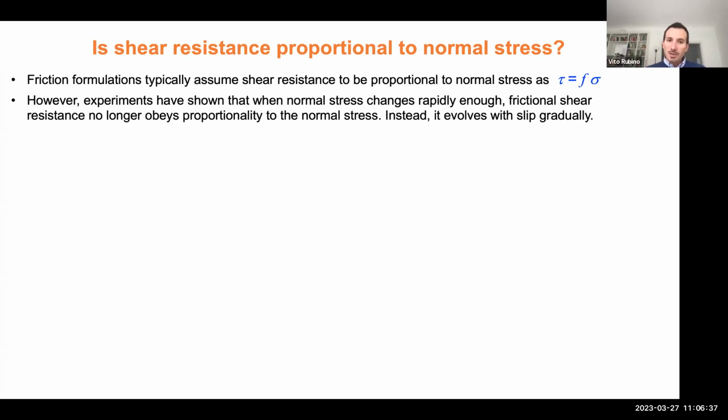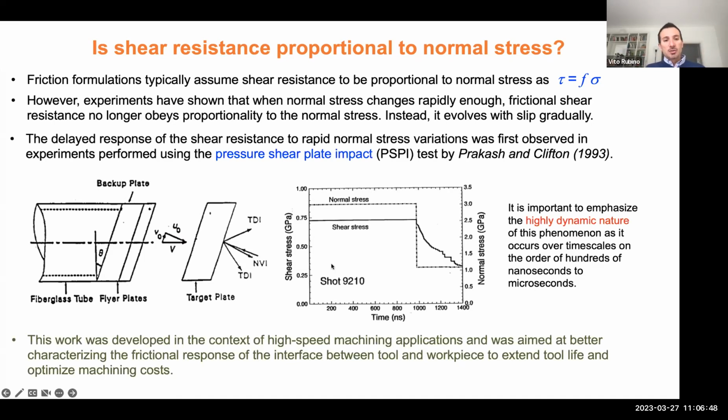It turns out that there are experiments that have shown that if normal stress changes rapidly enough, then frictional shear resistance is no longer proportional to normal stress. Instead, it evolves gradually. These experiments were developed by Prakash and Clifton in the 90s. They are the so-called pressure shear plate impact tests, and they were developed for high-speed machining applications, so not in an earthquake mechanics context. And what they show is that when the normal stress has an abrupt variation, the shear stress has a delay. Eventually, it will catch up with the normal stress, but over a certain time scale.